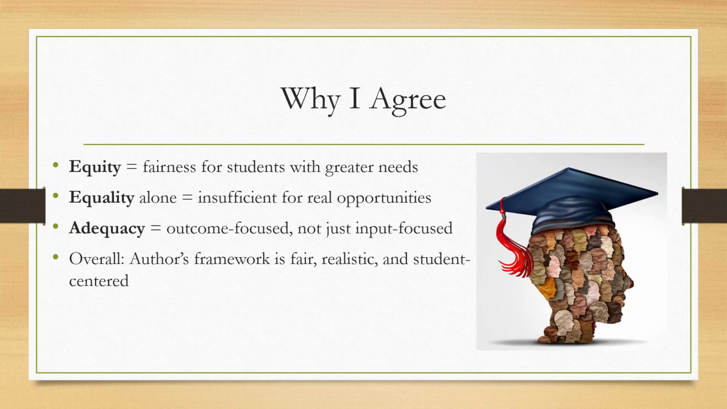Again, why do I agree with this? Overall, I agree with the author's framework because it's both fair and hopefully realistic. I know we can have the argument about whether it's really feasible, but at the end of the day, equity ensures that students with greater needs get the support that they deserve. Equality alone falls short since the same resources don't create the same opportunities. And adequacy is crucial because it focuses on the outcomes that matter, like readiness for college, work, or life in general. Together, these ideas make school funding more student-centered and outcome-focused, which is exactly what our education system needs.